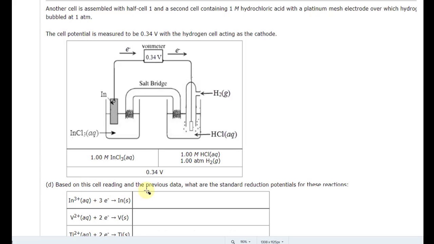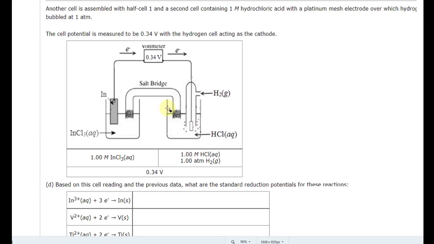Based on this cell reading and the previous data, what are the standard reduction potentials for these reactions? They want to know what is the reduction potential that you would see in a table. And that standard is always compared to hydrogen. Here's why they put this hydrogen cell here. Well, hydrogen ions, we've got the H plus ions here pulling in electrons. The electrons go to the H plus and produce hydrogen gas. So this cell is producing some extra hydrogen gas as the H plus is produced.